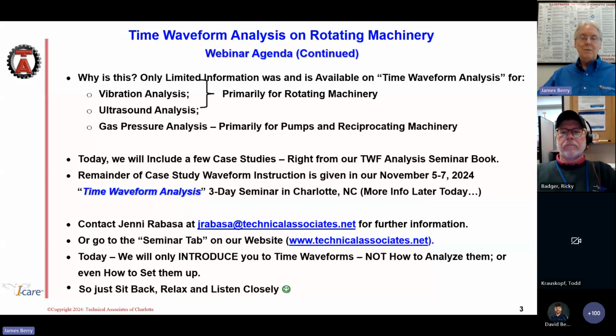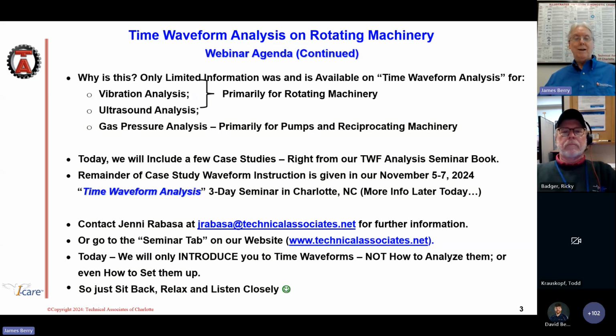Now, why is this, and why was this? So let's look at this. When it comes to time waveforms, only limited information was and is available on time waveform analysis. When we first looked at time waveform analysis ourselves, around 1990, 1991, because we had to, we started asking questions. We started looking for information. Where's time waveform analysis? Where can I learn more about it? Couldn't find it. So we started doing it ourselves. We started learning more and more and more.